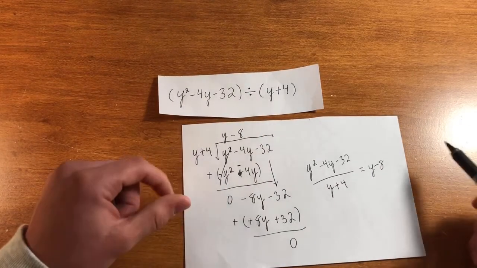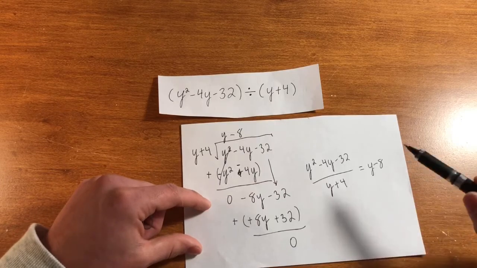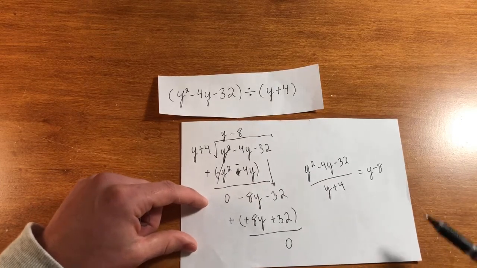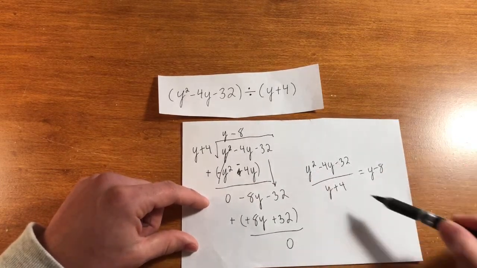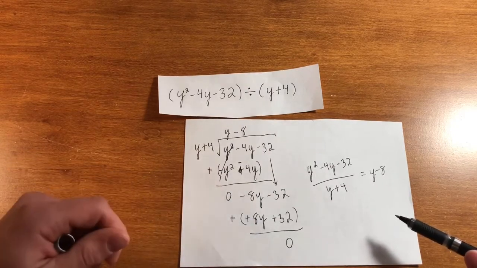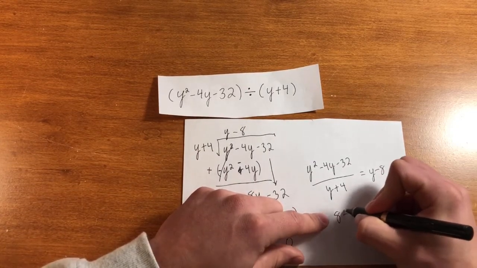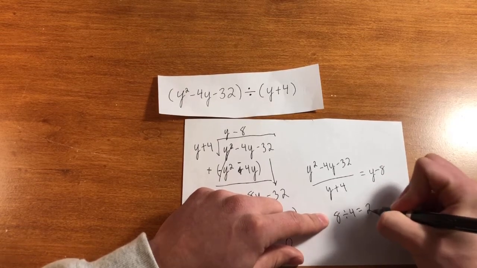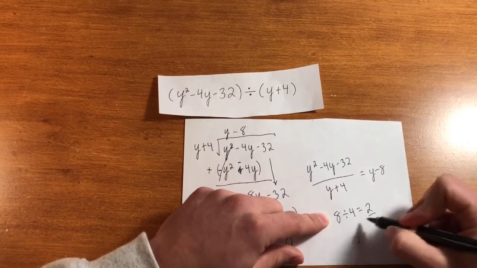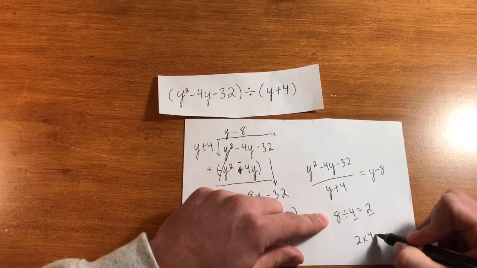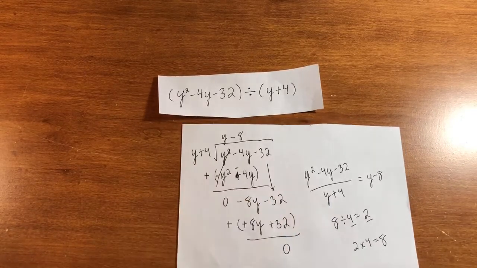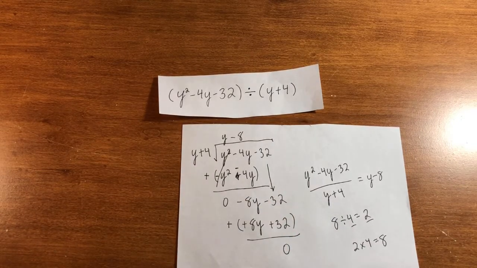If you'd like to check yourself, what you could do is y plus 4 times y minus 8, and you should get y squared minus 4y minus 32. And how does that work? Well, if we think about it, 8 divided by 4 equals 2, and 2 times 4 equals 8. So that's a simple way to check yourself. So let's look at example number 2 now.